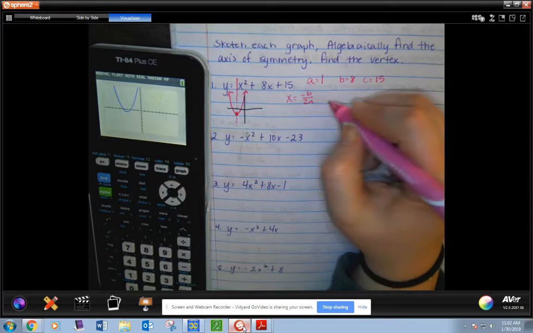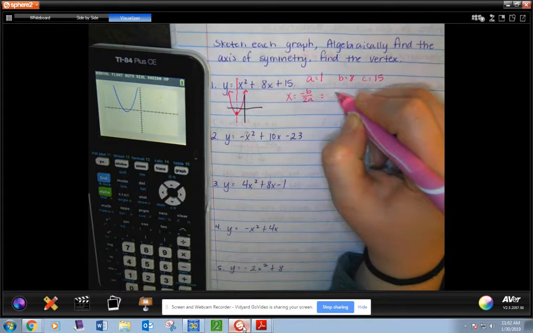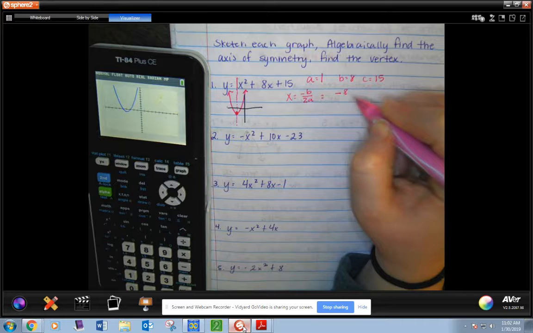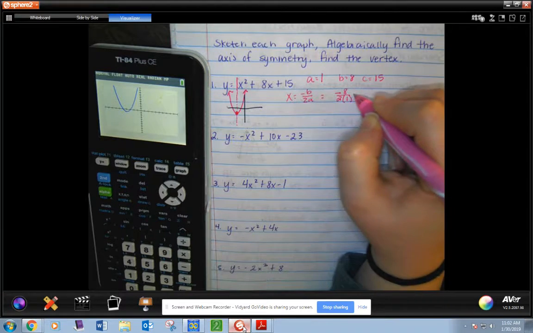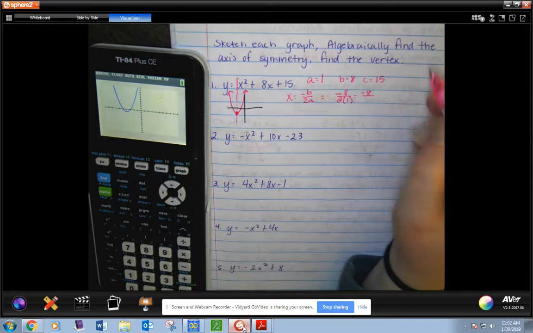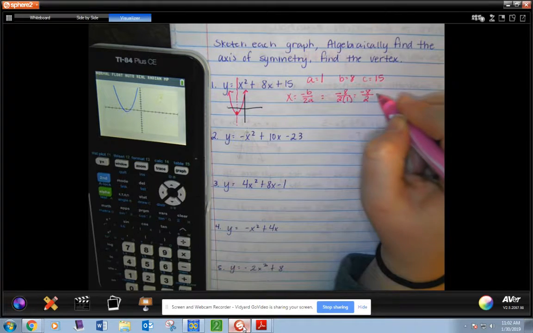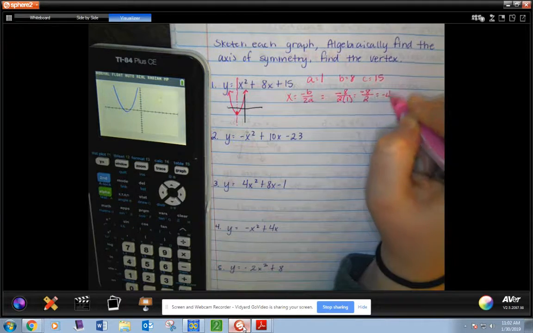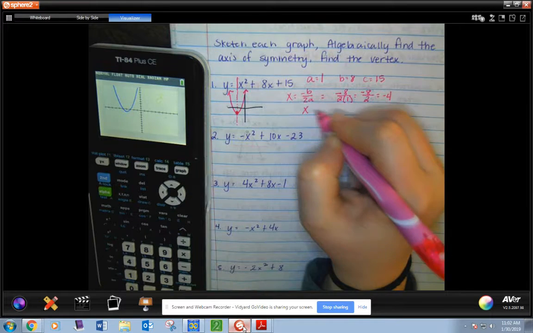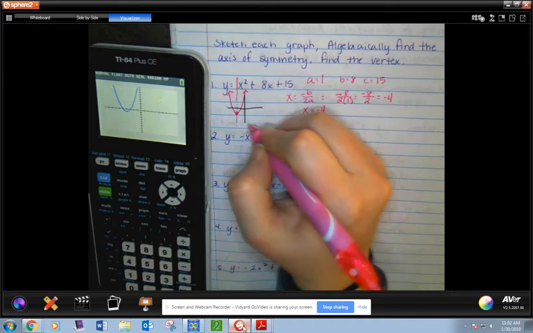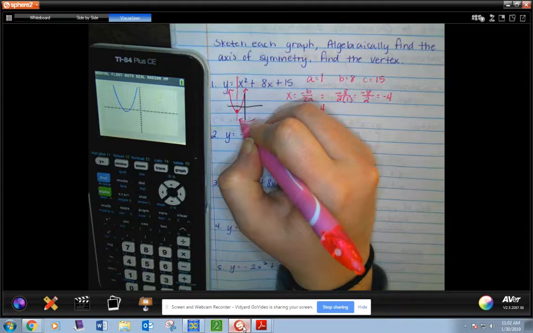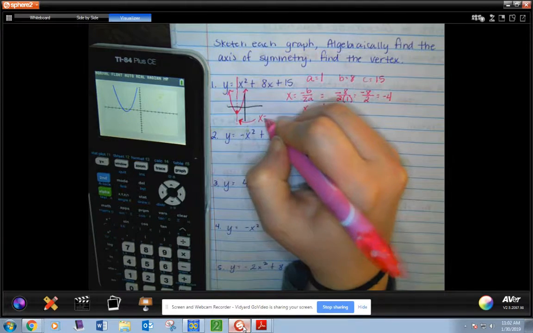Now I'm just going to plug in my formula. That negative sign always stays there, and b is 8, divided by 2 times a, and a is 1. This gives me negative 8 over 2 times 1 is 2, and negative 8 divided by 2 is negative 4. So my axis of symmetry is x equals negative 4. Now, I want you to take that answer and just draw me an arrow to the axis of symmetry and put x equals negative 4.